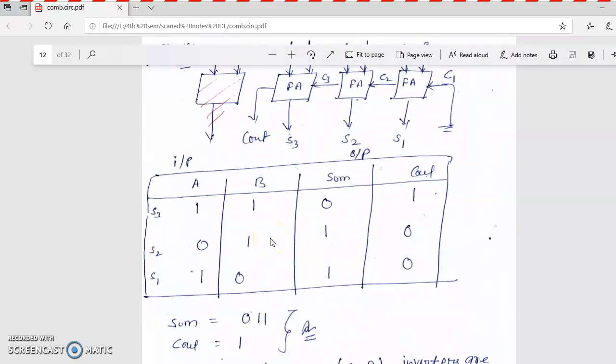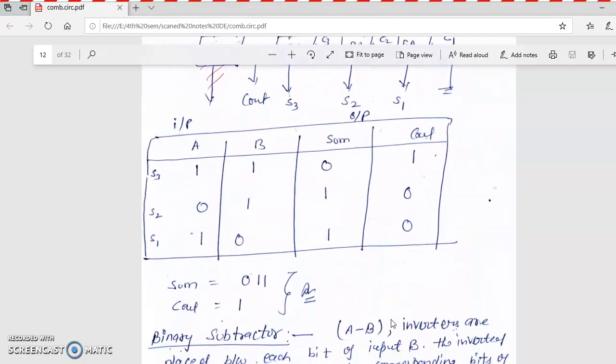Using this we construct the truth table. A and B are the input bits, and sum and C out is the carry. S1 S2 S3 is 0, with carry 1, and 1 1, and the carry is 0 0 in both cases. So the sum is 0 1 1, which means the sum is 3, and C out, the carry, is 1.